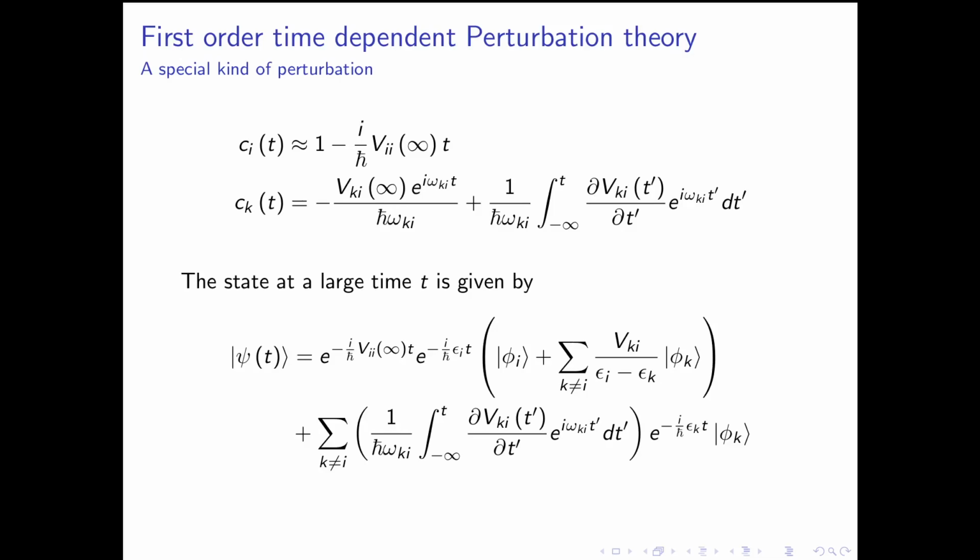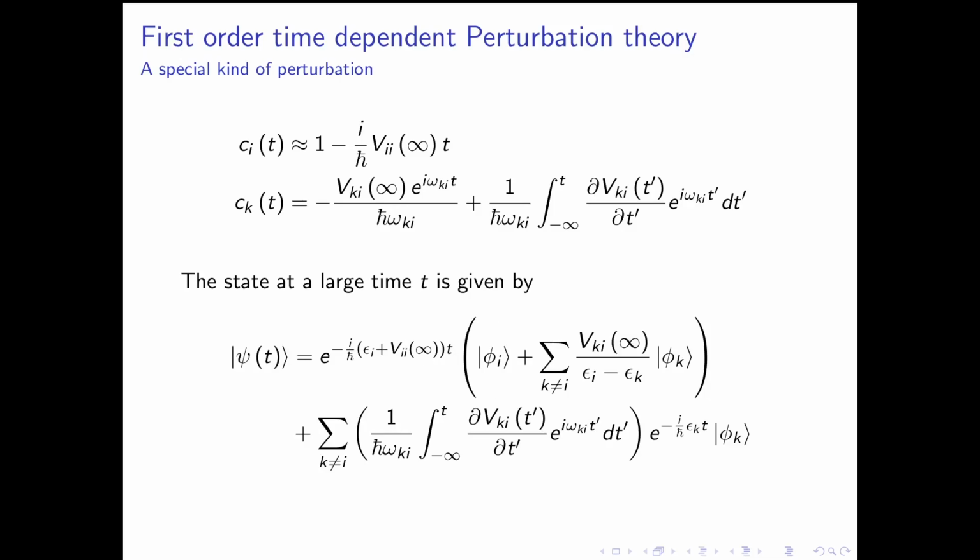But now you should realize that what this has done is that it has given me an e to the minus i by h cross t times energy correction phase factor, which you expect to have anyway, but that energy term is not epsilon_i, but epsilon_i plus V_ii infinity. But remember once again, what we are looking at is essentially a scenario where you have a steady, time independent perturbation now with magnitude V infinity. And V_ii infinity is exactly the first order energy correction to the eigenstate i because of the perturbation.